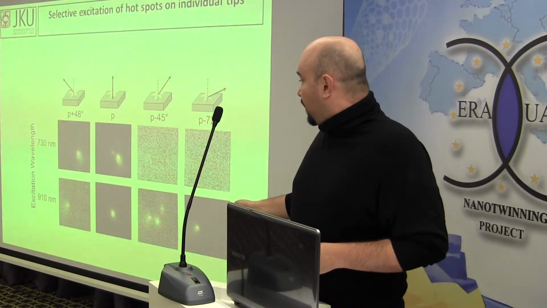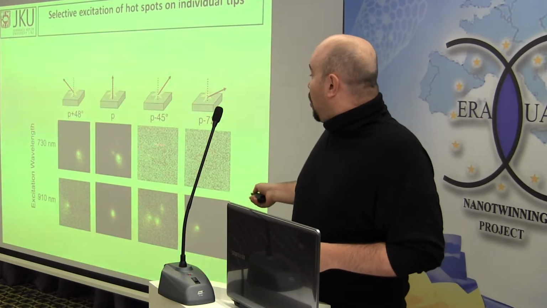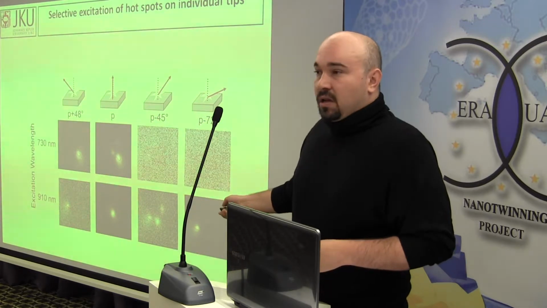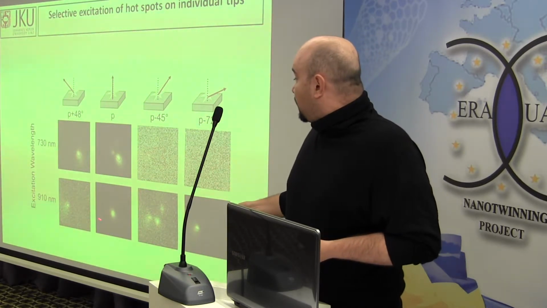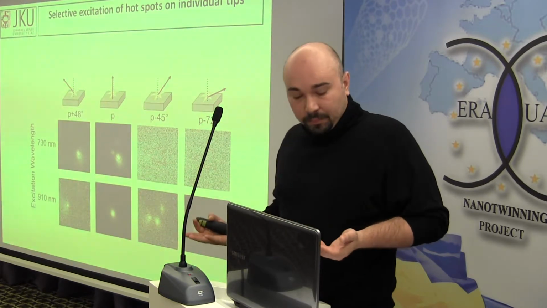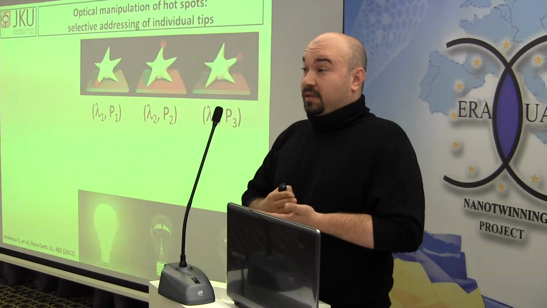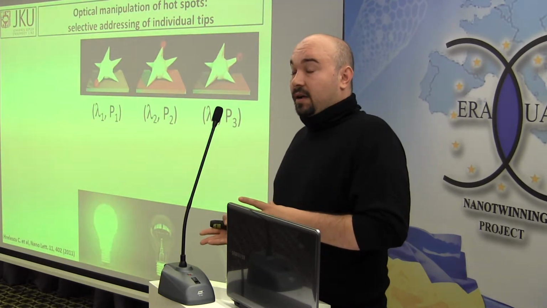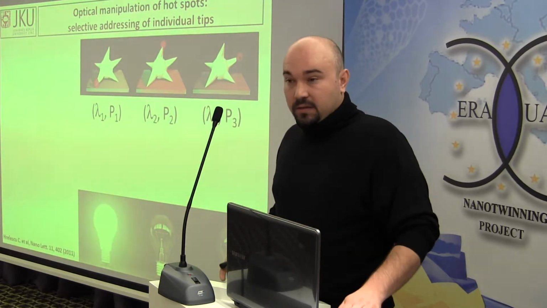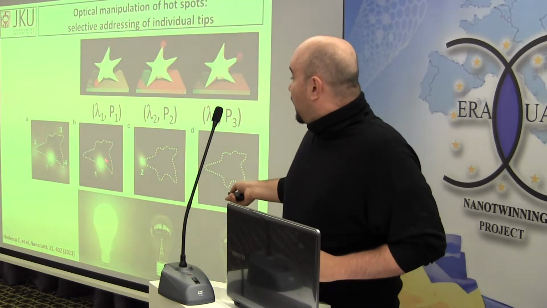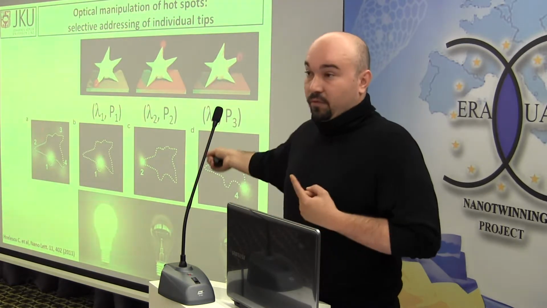We did this, and what we can see here is for a certain wavelength, by just changing the polarization of the excitation, we can excite one hotspot at one tip, either 3 hotspots or none of them. When we change the excitation wavelengths, we can excite different tips. So in principle, this knowledge about the exact polarization and exact wavelengths of the plasmon resonance of the single tips allows us to excite selectively one hotspot at each of the different tips.